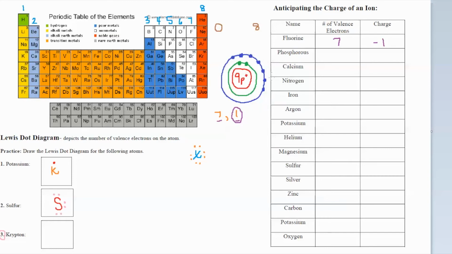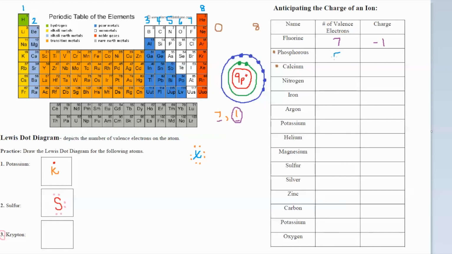So it can either lose all of them and go down 1 energy level, which would be complete, so technically 0 in that outermost energy level that previously existed, or it could gain enough to get a full energy level, which would make 8. All right? So I'm going to do phosphorus and I'm going to do calcium with you, just to make sure we're on the same page. So for phosphorus, phosphorus has 5 valence electrons.